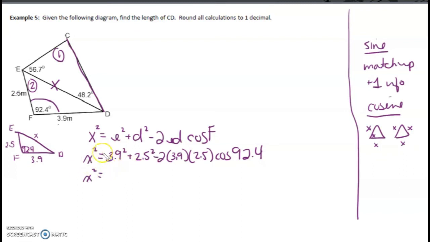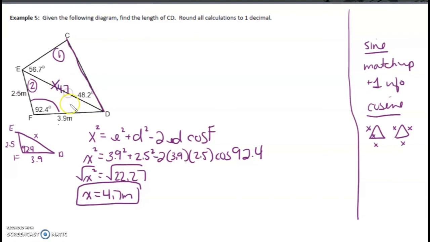I can put the entire thing in my calculator: 3.9 squared plus 2.5 squared minus 2 times 3.9 times 2.5 cos 92.4, and I get 22.27. But I'm not done because I'm not looking for X squared, I'm just looking for X. So we root both sides, and I get 4.7 meters. So this X in here is 4.7.